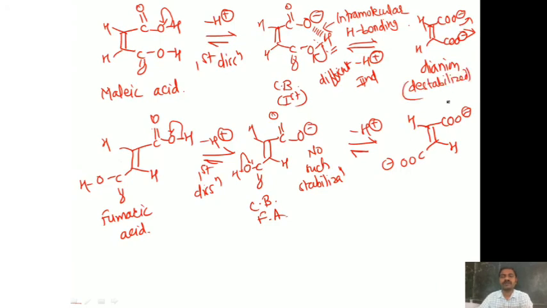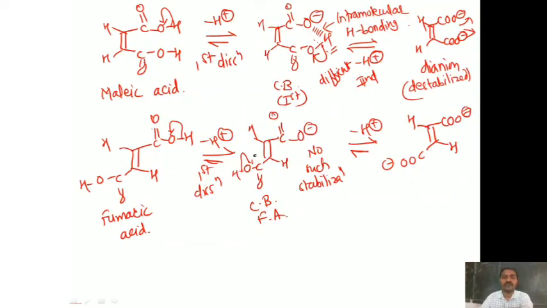So at the second dissociation of malic acid, it is very difficult for this hydrogen to undergo dissociation because this hydrogen is involved in hydrogen bonding, and as soon as it undergoes dissociation, it forms a dianion with repulsion. So there is repulsion between these two ions. Therefore this conjugate base of malic acid after second dissociation is destabilized.